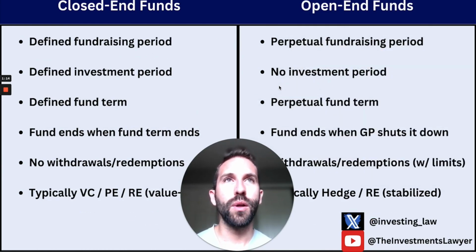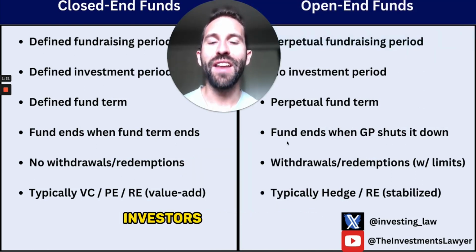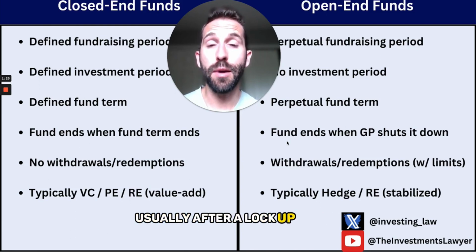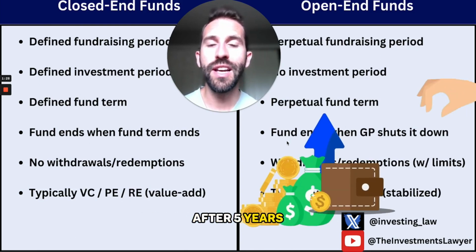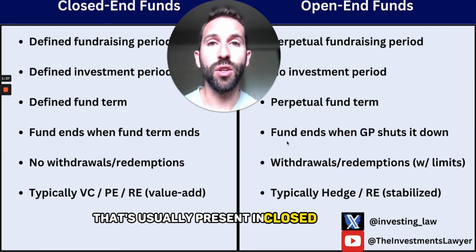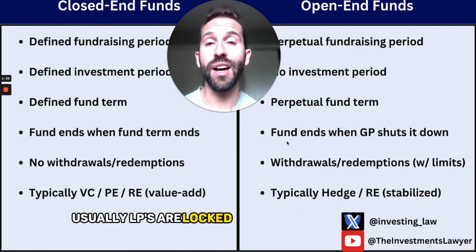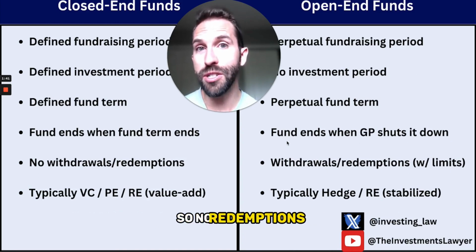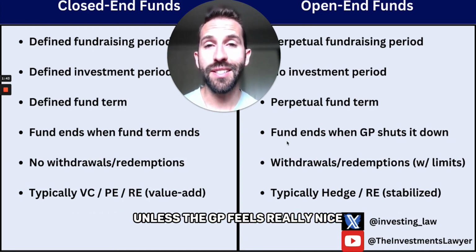Now, so are investors stuck forever? No. In an open-ended fund, investors can usually withdraw or redeem to get out of the fund, usually after a lockup period. So for example, after 5 years, investors can start pulling their money out. This is not a concept that's usually present in closed-end funds. Usually LPs are locked in for the life of the fund, so no redemptions unless the GP feels really nice and wants to let you out.